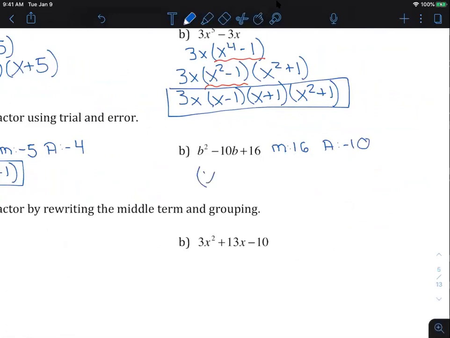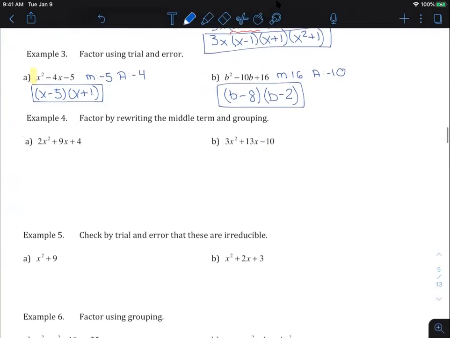So I can go straight to the answer of, and if you do what I do, which is use an x instead of a b, just be careful. So b minus 8, because especially Math Excel, you know it reads exactly what you're saying, times b minus 2. Done.